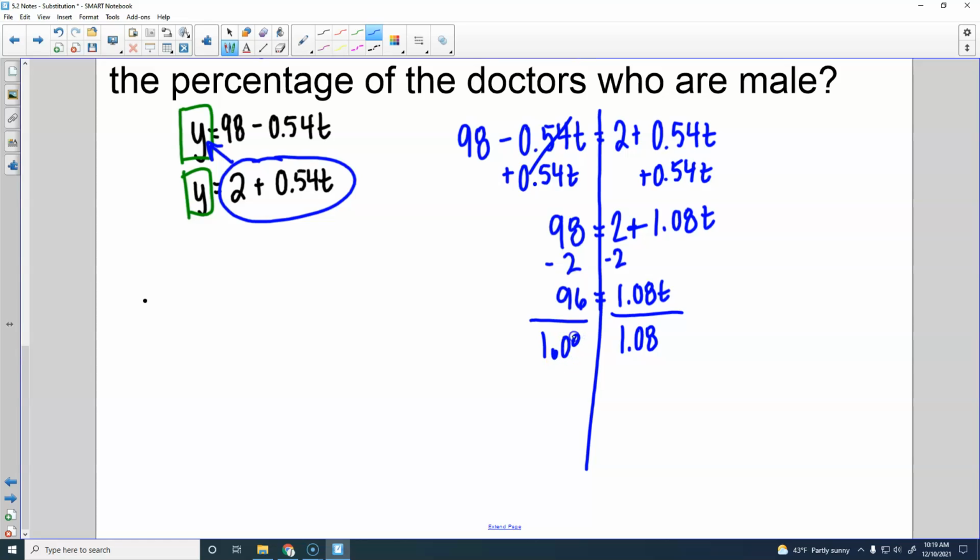And if we do that in our calculator, what do we get whenever we divide 96 divided by 1.08? 88.8. So you put 88.8 repeating? And you only got one decimal point? Or does it vary? I drew the line over top of it, so that tells me that it goes on forever.